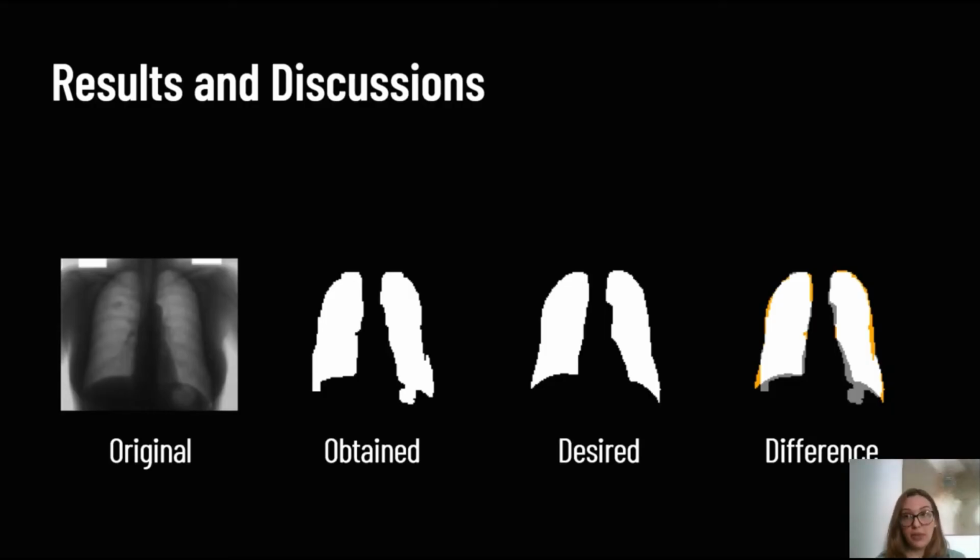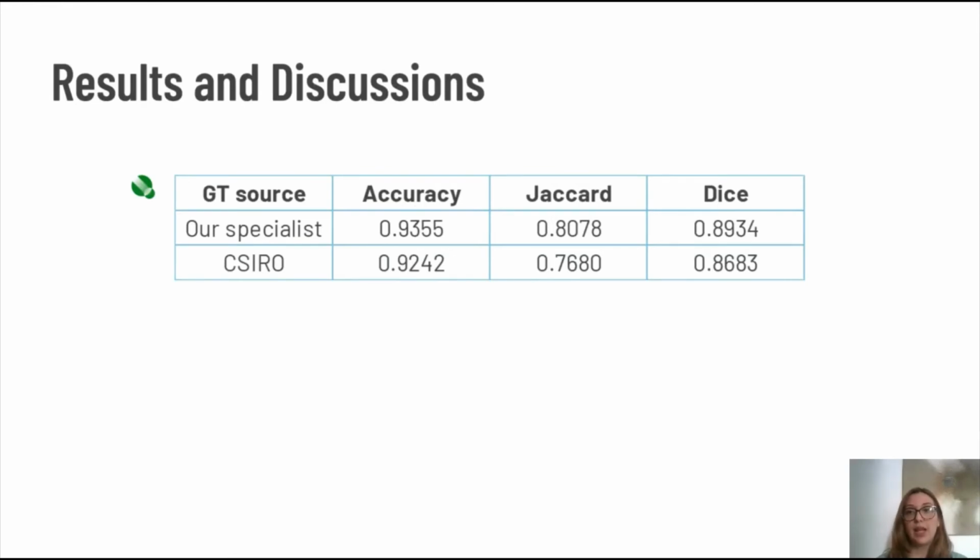Regarding the results of the method, we can see here the segmented lung image obtained from our approach, the respective desired or ground truth image, and the difference between the segmented images. We can observe that the method produced a good approximation for this case. Now let's see these evaluation numbers. As I said at the beginning of the presentation, as our ground truth source for the JSRT database, we considered both the one produced by our specialist and the one provided by SARU. This evaluation demonstrates that the GTs provided by our specialist are similar to those provided by SARU.